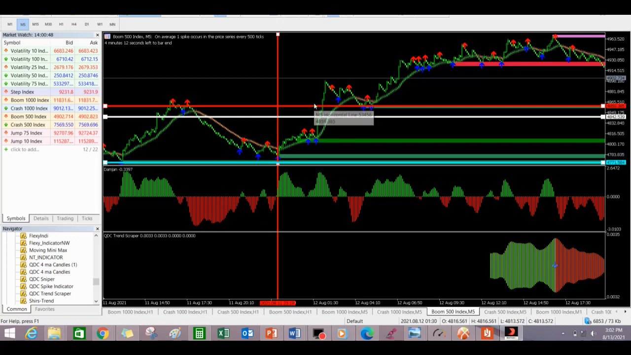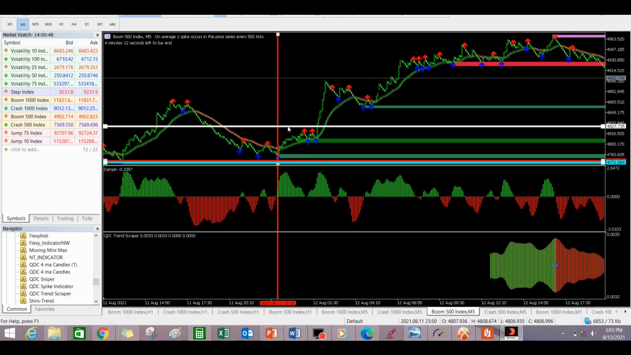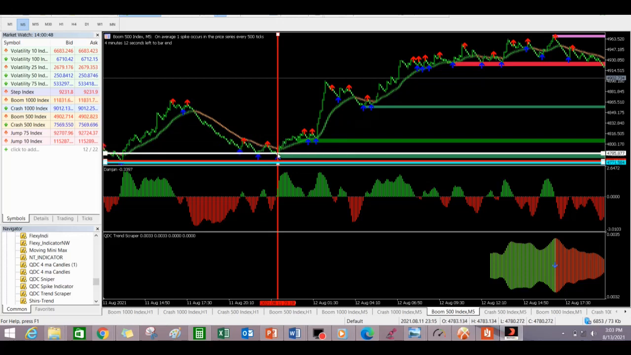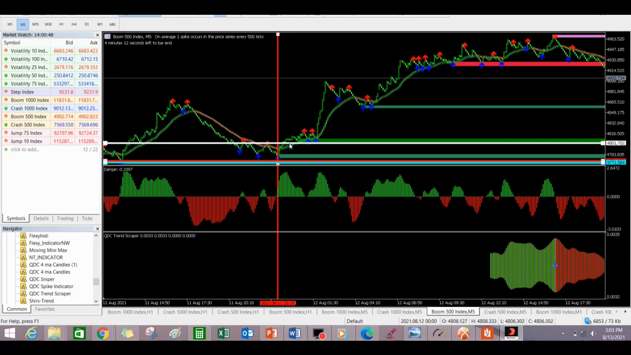Then let me keep this red line somewhere here first. This white line is going to be our current action price. Remember, we are trading the spikes this time around. I've explained trading it normally, that is trading the normal trend. This time around we are trading the spikes, and the best way to trade the spikes, more especially for Boom, is to follow the trend.